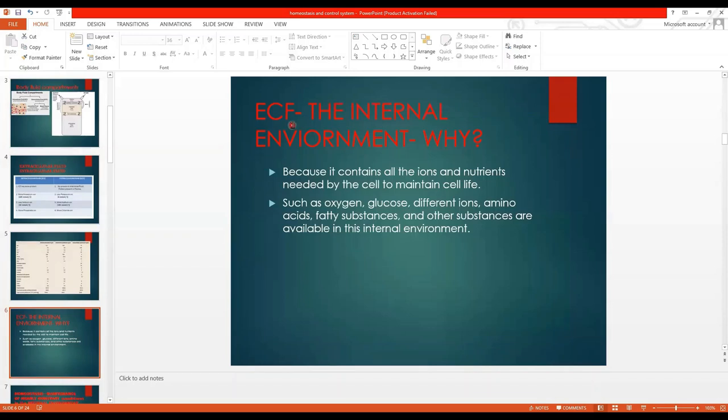Now, extracellular fluid is called the internal environment of the body. Why? Because it contains all the ions and nutrients which are needed by the cell to maintain cell life. For example, oxygen, glucose, different ions, amino acids, fatty substances, and many other important nutrients which are needed to maintain the cell life. All these nutrients are present in the extracellular fluid. So we call extracellular fluid the internal environment of the body.